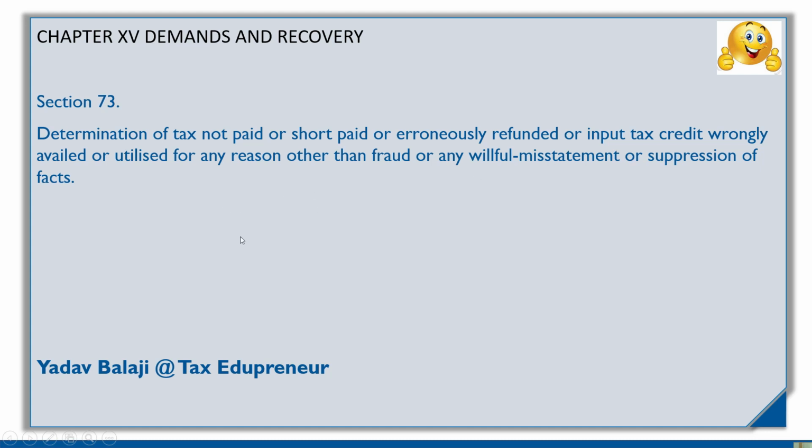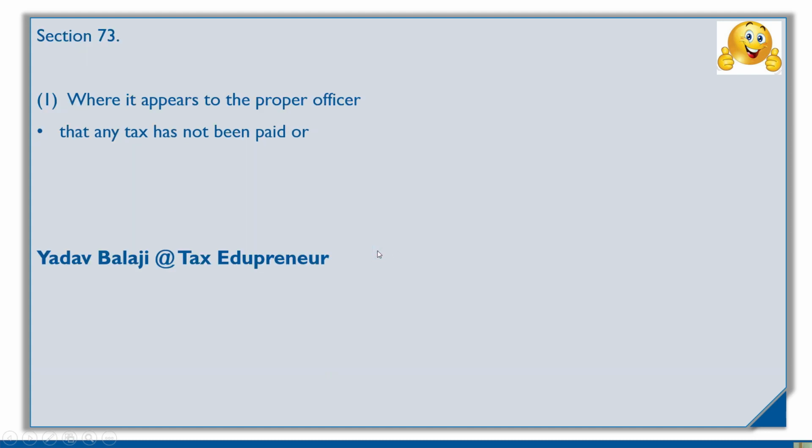So this is section 73. The heading itself is a big line. Let's read all the sections. There are around 11 subsections, so let's read them one by one. Subsection 1 talks about where it applies to the proper officer. The proper officer is none other than the Commissioner, or someone authorized by the Commissioner, and they will be considered a proper officer.